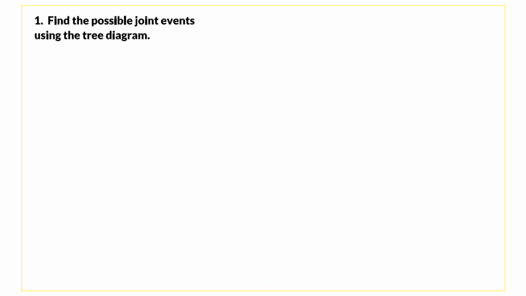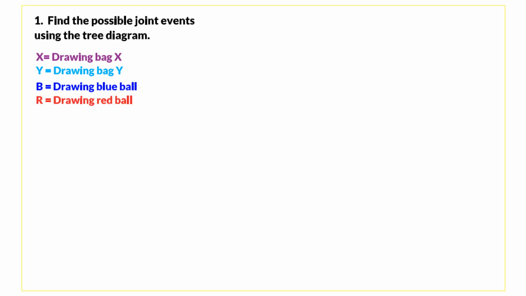Question number 1. Find the possible joint outcome using the tree diagram. So let X represent drawing bag X, Y represent drawing bag Y, B represent drawing a blue ball, and R represent drawing a red ball. We have the two main conditions here, and they are ball replacement and bag replacement. So let us use the tree diagram.